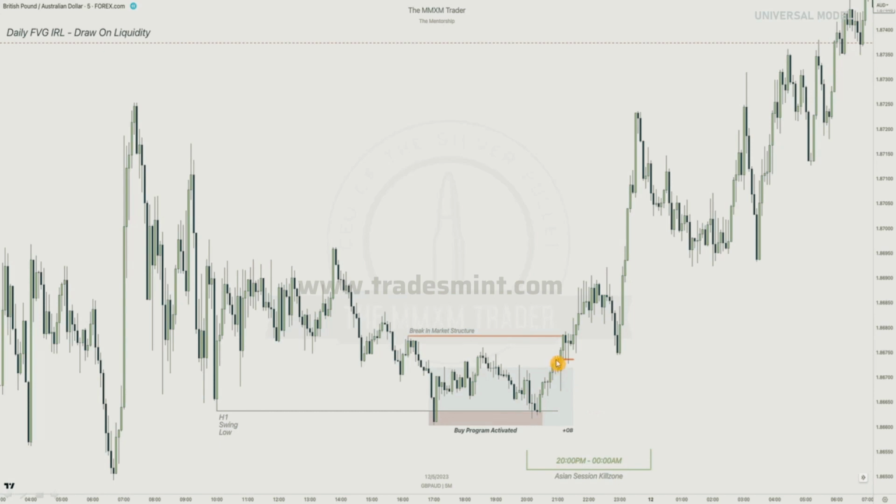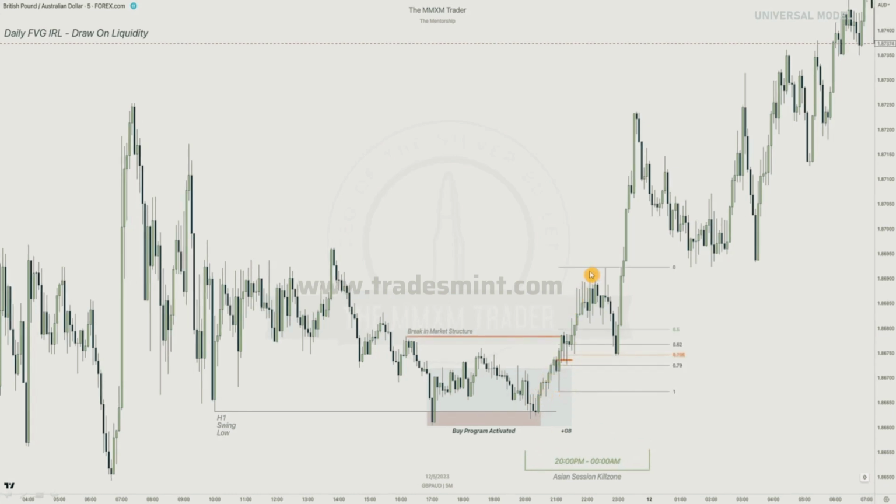So bullish order block in our kill zone, important, right? We need to stay in our kill zone. Over here, bullish order block. We've got an OTE retracement too. So take your Fibonacci from this low to this high, and we see we hit that sweet spot, that 0.705 level perfectly, and then we continue up into our drawn liquidity.